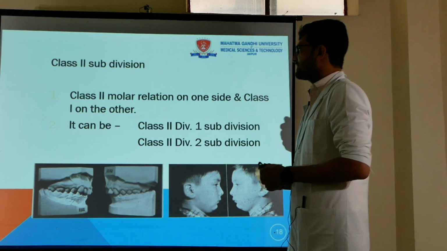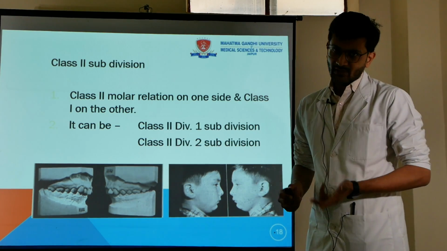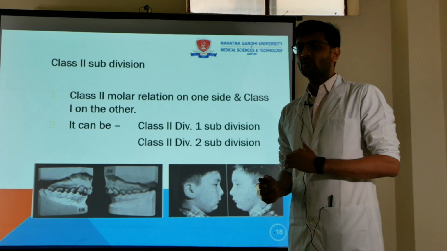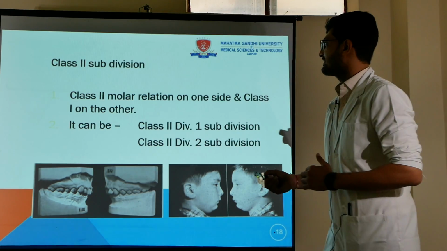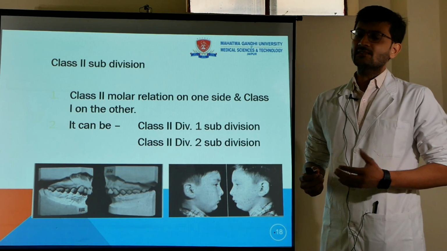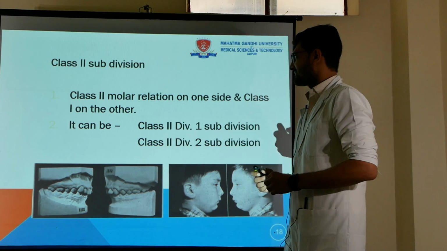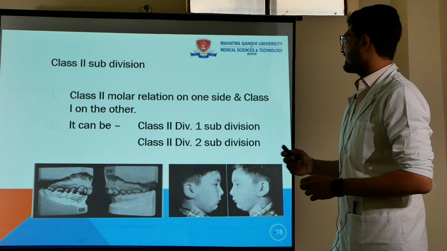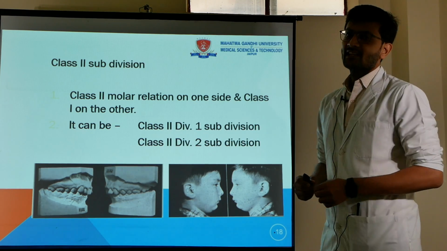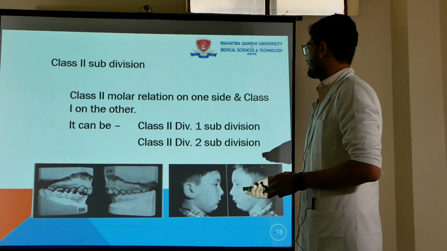Sometimes there is only class 2 molar relationship present on one side and on the other side there is class 1 molar relationship present. So in this situation there is subdivision. We always refer to subdivision side as the side on which class 2 molar is present. So it can be class 2 division 1 subdivision or it can be class 2 division 2 subdivision.